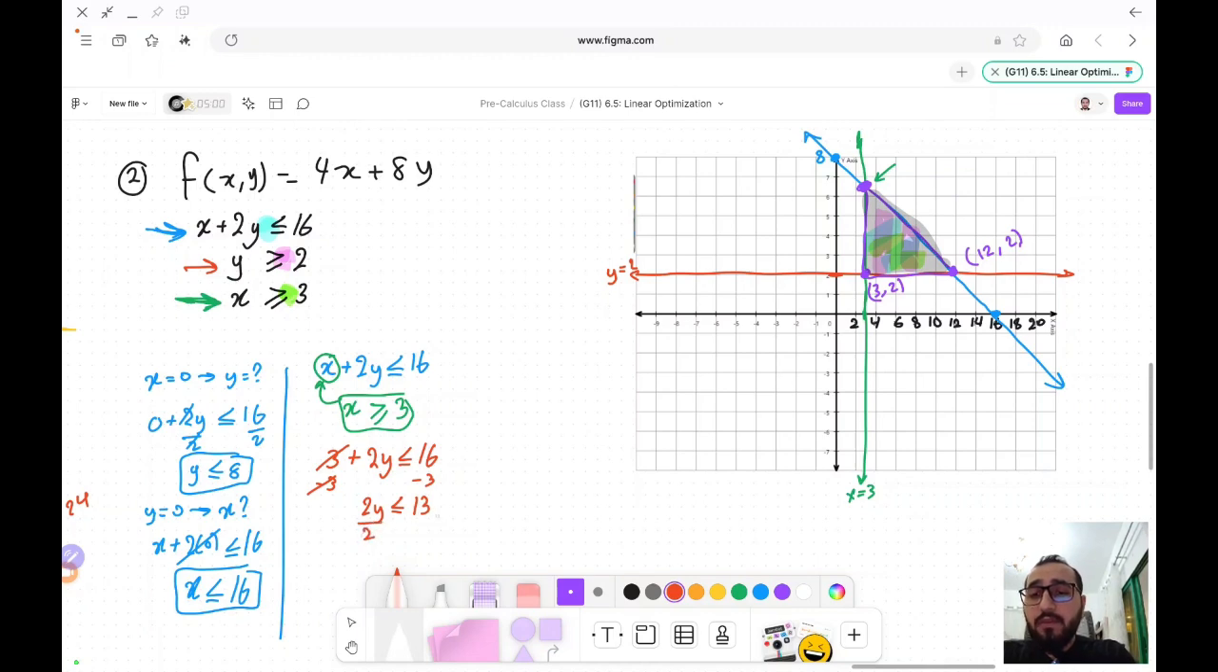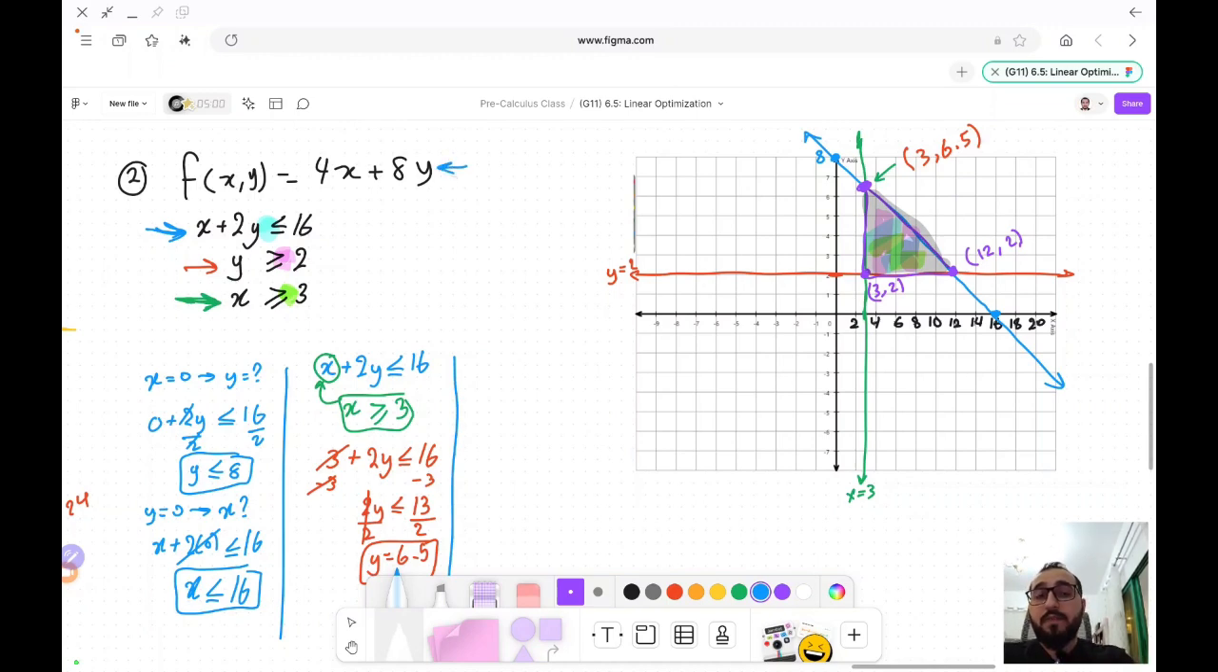Now we divide by 2, now y is equal to 6.5. Now we know this point here is 3 and 6.5. Okay, now after we know the points, let's substitute them in my equation.